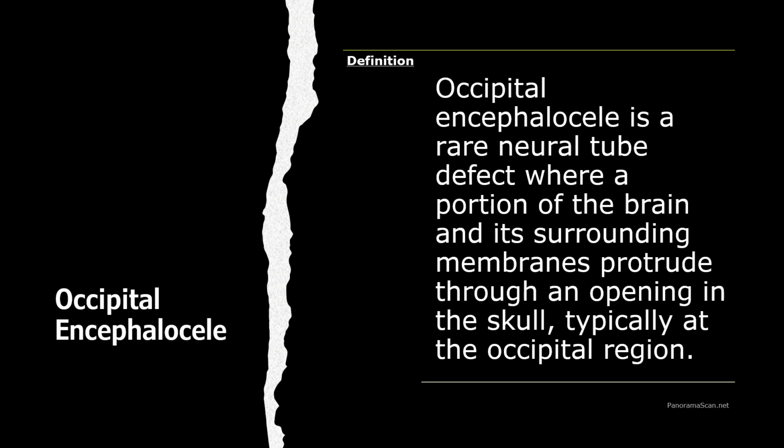Occipital encephalocele is a rare neural tube defect where a portion of the brain, along with its surrounding membranes, protrudes through an opening in the skull. This opening is typically located at the occipital region. This is the most common area, which is at the back of the neck, of course. Using 3D and 4D ultrasound, we can clearly visualize the extent of the protrusion and evaluate the structure of the protruding brain tissue. This information is crucial in understanding the severity of the condition and planning appropriate management, both prenatally and postnatally.